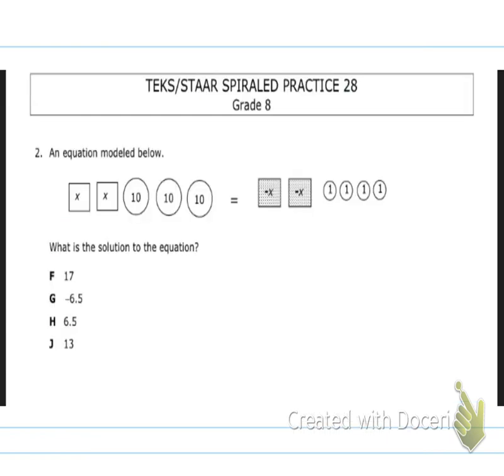Okay, moving on. On this one, each equation is modeled below. So the basic idea is you tell me what you see. You have an equation in picture format. I want to write it out. So I see 2 x's. I write 2x. I see 3 tens, so I see 30. I say plus 30. On the other side, I see 2 negative x's. So I'll write negative 2x.